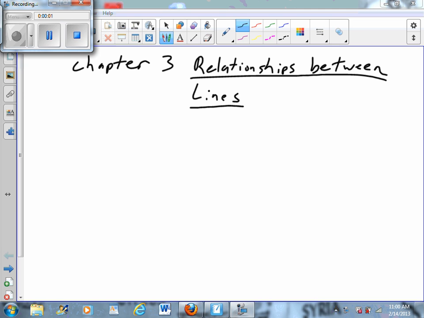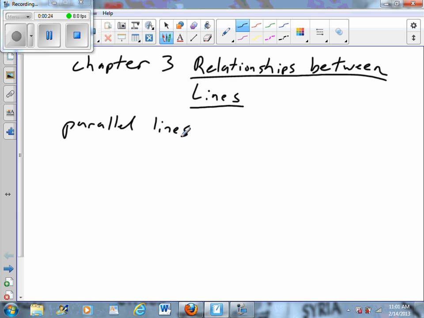Okay, so what we're after today, we're getting into chapter 3. We're going to be discussing relationships between separate lines. Now, y'all should already have these definitions from previous homework assignments in your notes. We've got some terms, let's make sure we're familiar with. Parallel lines. What are parallel lines?